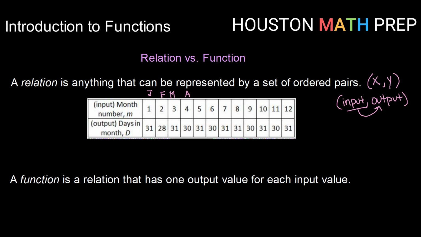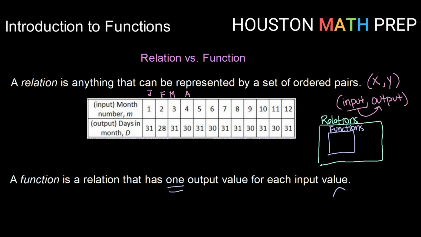If we think of relations as a big box that all these different relationships can fall into, then inside that box is a smaller box that has some boundaries on it, and that is where we get functions. So functions are relations, but they are relations that have a specific limitation placed upon them. And that limitation is that a function is a relation that has one output value for each input value.